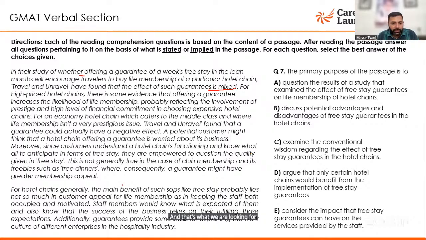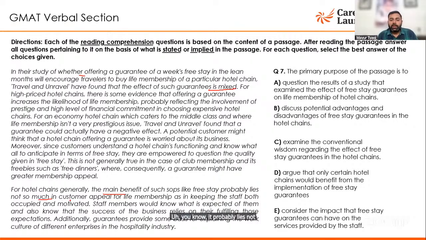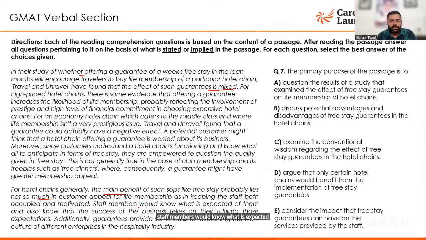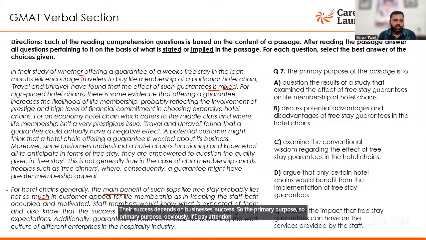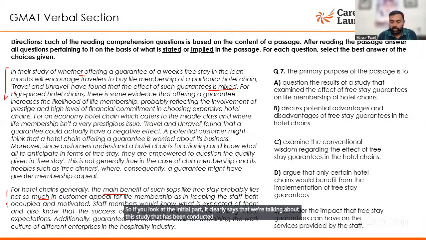Now, in the end, if you see, they talk about how these benefits probably lie not so much in the appeal, but in keeping the staff motivated, right? Staff members would know what is expected of them, and their success depends on the business's success. So the primary purpose, obviously, is the more detailed part here. If you look at the initial part, it clearly says that we're talking about this study that has been conducted, and what is the effect, what is the result?